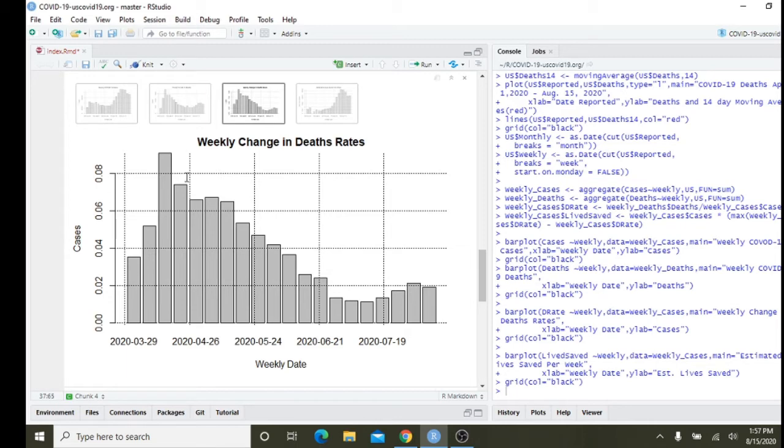And here's the weekly death rates. Okay, so the death rate stayed below 2% for last week, for this week.